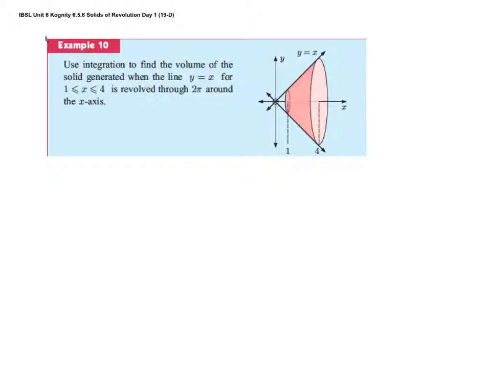We have the line y equals x over the interval from x equals 1 to 4. And we're going to revolve this 2 pi radians around the x-axis. So we're revolving it a full 360 degrees. So the way we'd set this up is our volume is going to equal pi times the integral from 1 to 4 of our function x squared dx.